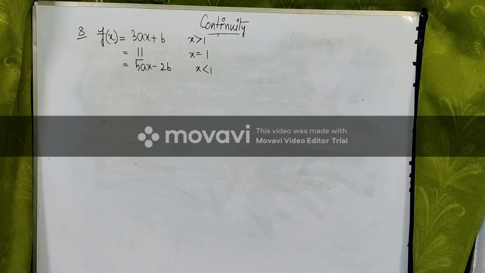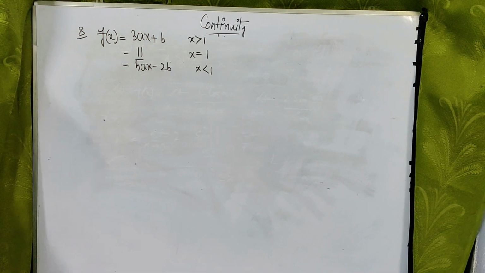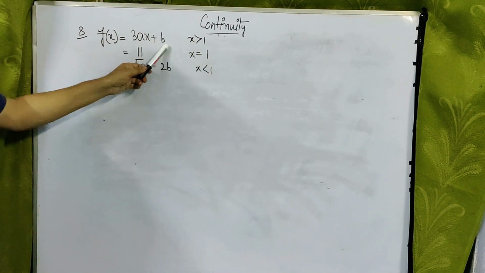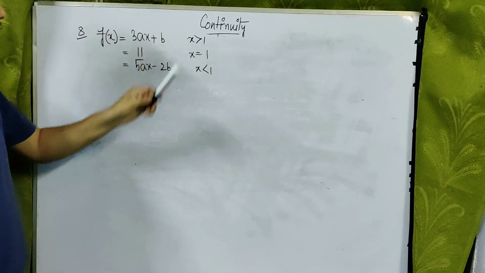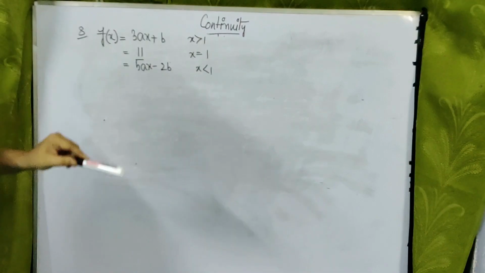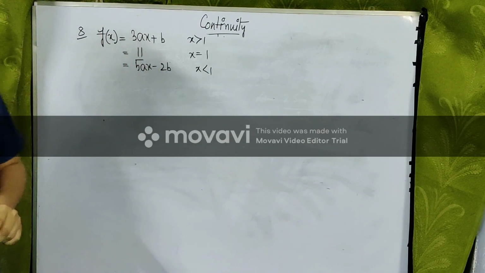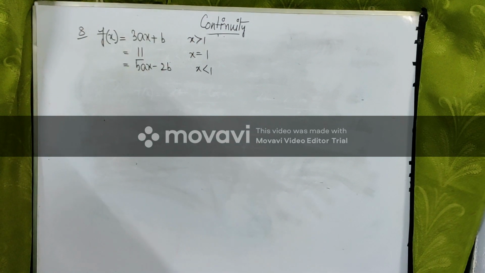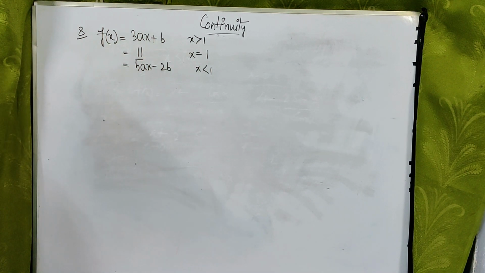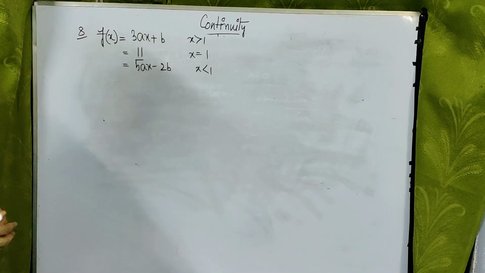Okay, next question. In this next question, what we have is the function fx equals 3ax plus b when x is greater than 1. It is equal to 11 when x equals 1. It is equal to 5ax minus 2b when x is less than 1. Here it is given that the function is continuous at x equals 1, and from there we have to find the values of a and b. So how can we do it?